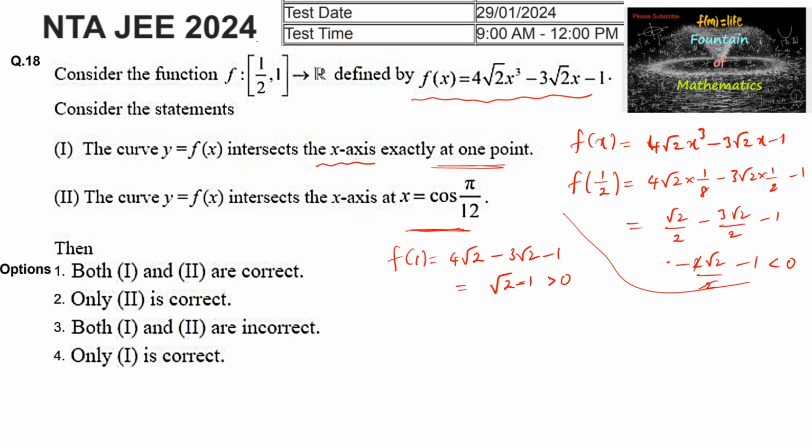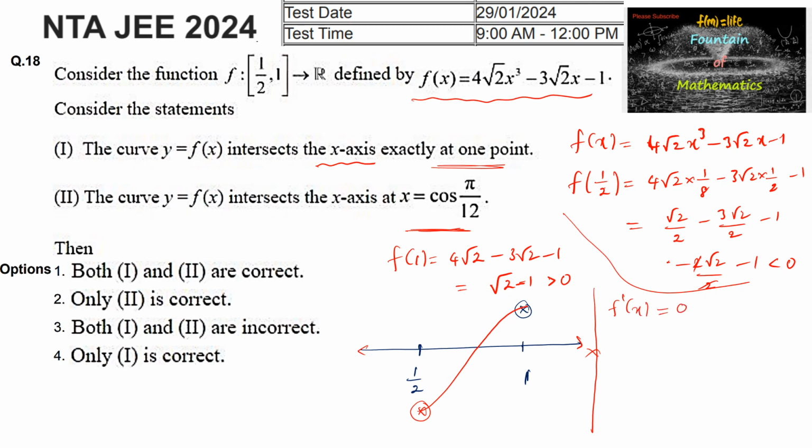So we can check that at x = 1/2 it is negative, and at x = 1 it is positive. That means the graph cuts the x-axis at one point. And let us check whether there is any maxima or minima between 1/2 and 1. For that, differentiate and equate to 0.